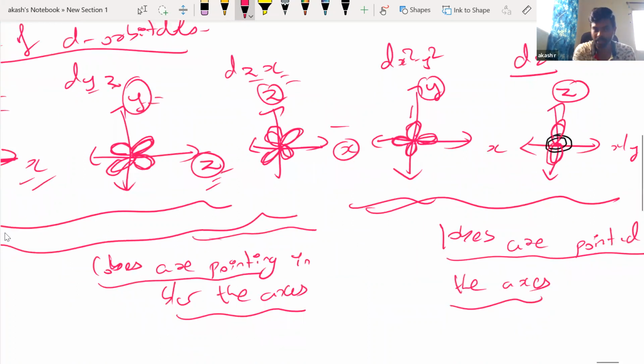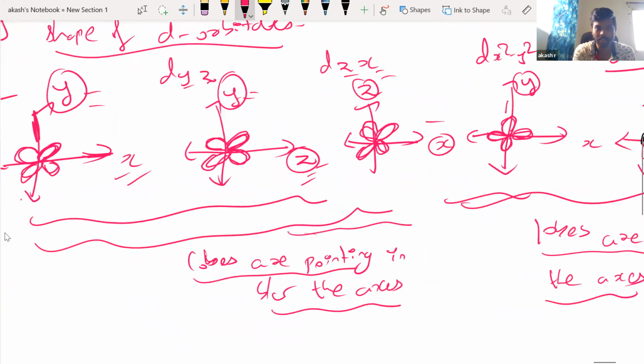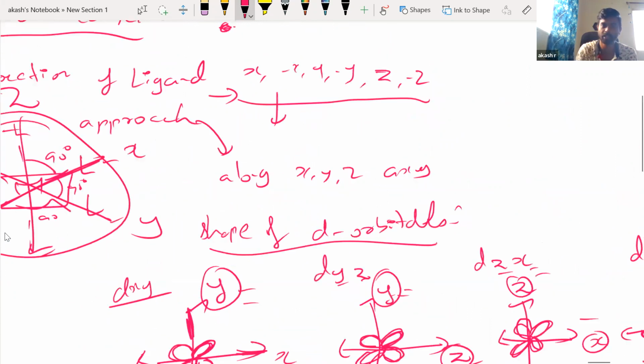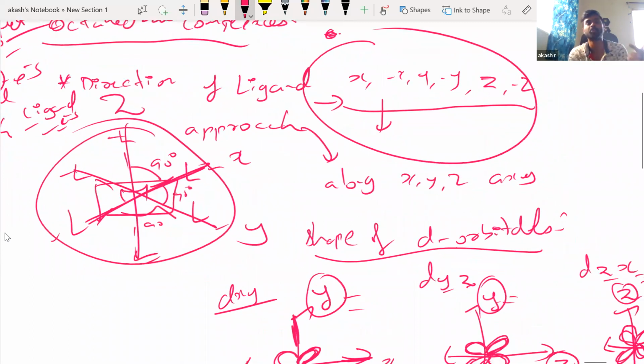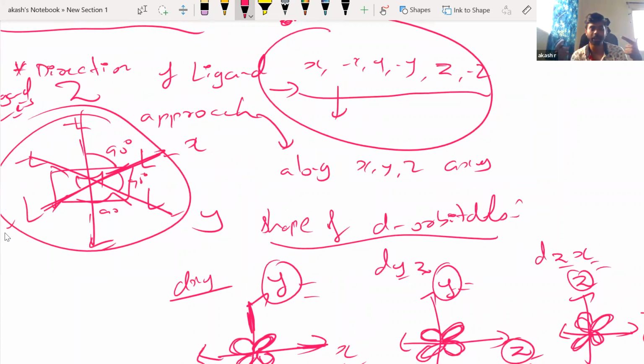Okay. Now we have understood this. And I told you the directions of ligand approach. The directions of ligand approach are along X, along Y, along Z. Now, I told you if you have a smaller distance, or say the d orbitals are placed in the direction of the ligand, I am going to have more repulsion. More repulsion means the energy of those particular d orbitals which are in the path of the ligand is going to be higher.